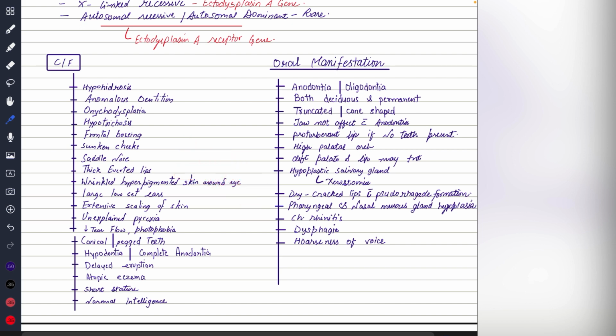And because the salivary glands are not working, you will have less function in the pharyngeal nasal mucosa, and because of that it will cause rhinitis, dysphagia, because your oral cavity and your pharynx are dry. If your pharynx is dry, you will have difficulty in swallowing and eating food, and since the pharynx is also affected, you may also have hoarseness of the voice.